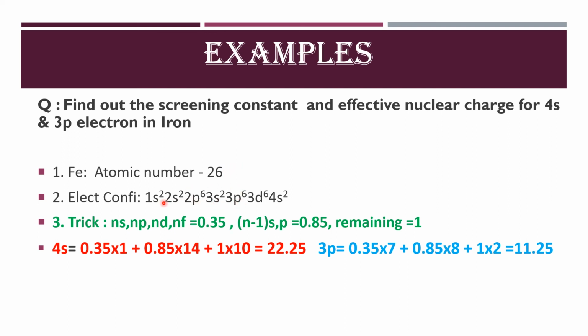For n minus 1, how many electrons are there here? 6 plus 2, 8 electrons. 8 electrons at 0.85, so 8 into 0.85. Remaining only 2 electrons are there, 2 into 1. We add everything and find 11.25. So effective nuclear charge, how to find? Z minus S. Z is 26. For 4s it is 26 minus 22.25, which is 3.75, and Zeff for 3p is 26 minus 11.25, that is 14.75. These are the values for both.